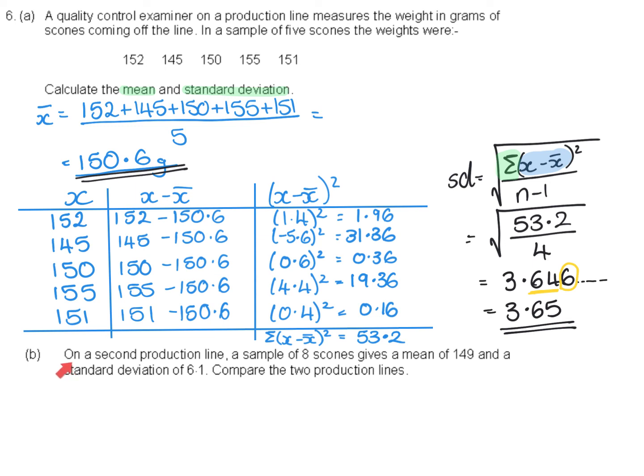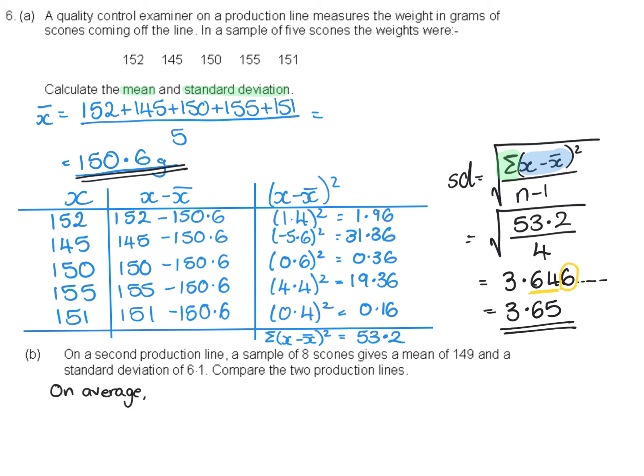So, part B. On a second production line, a sample of 8 scones this time gives a mean of 149. How does that mean compare to that one? So that one's slightly smaller. And a standard deviation of 6.1. How does that compare to that one there? So that one's larger, so these scones' weights are more spread out here than they were on the first production line.